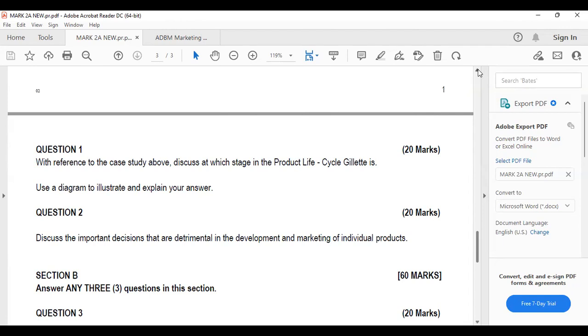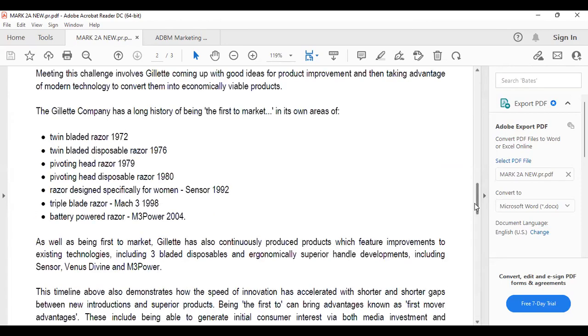Now, this question is talking about the product life cycle. I think it's still fresh in our mind. We spoke about this topic a couple of weeks ago, and I did introduce this kind of question to you. But now we have to answer it in detail by referring to the case study, what the case study is saying, and how best we can approach the question.